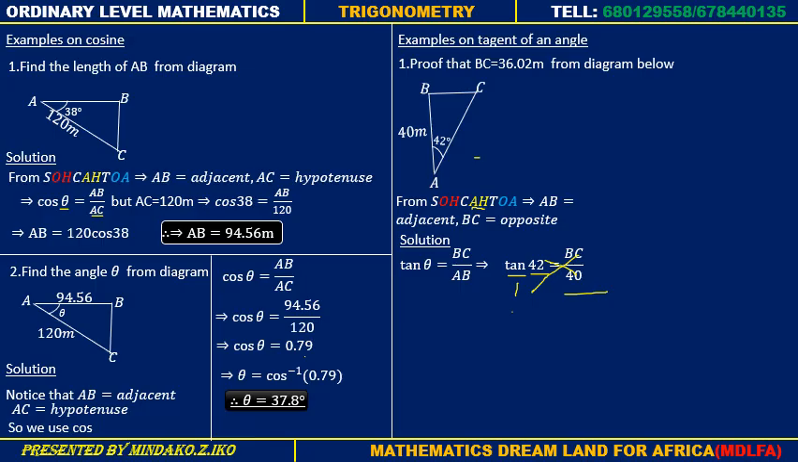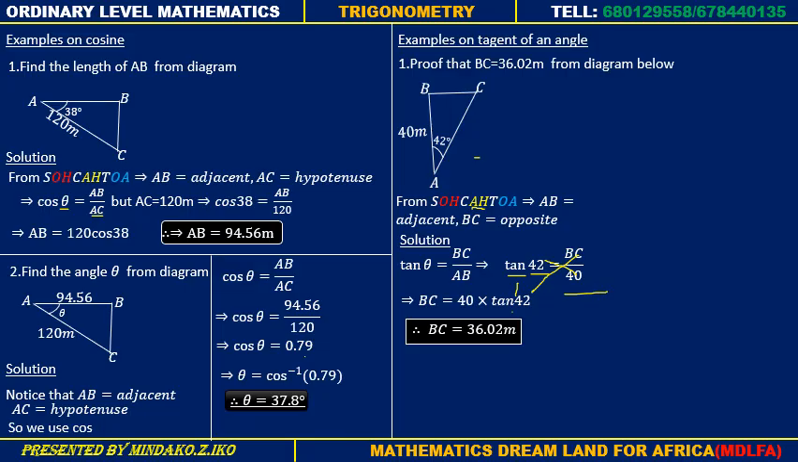And if this 40 is multiplied with this tan 42, we are going to have 40 tan 42. Okay, so that is it. And if things are done, we are going to have that BC equals 40 times tan 42. So you can actually take a calculator and punch it directly. And if that is done, we are going to have that BC equal to 36.02 meters. And that is the proof. So we have proven it.